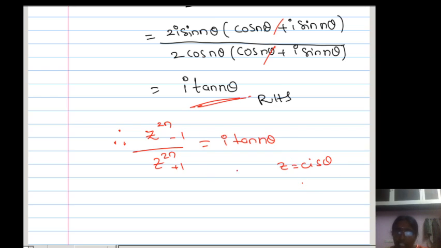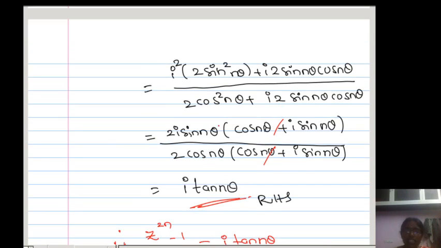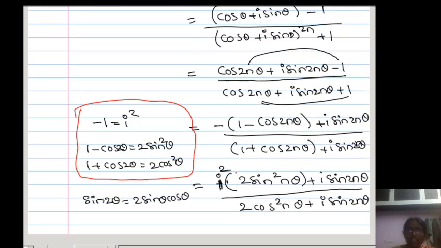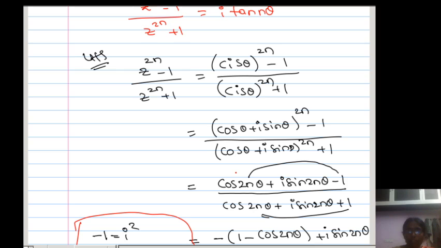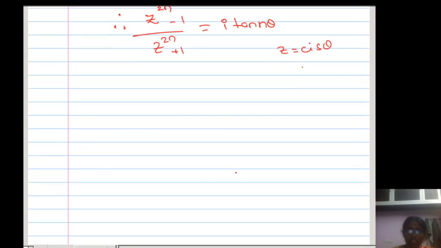But why are we taking theta not equal to an odd multiple of pi by 2? Yes, because here you can say tan n theta, if theta is a multiple of pi by 2, tan n theta is undefined. Okay, that's why. And in the denominator also, theta should not be an odd multiple of pi by 2. Okay.